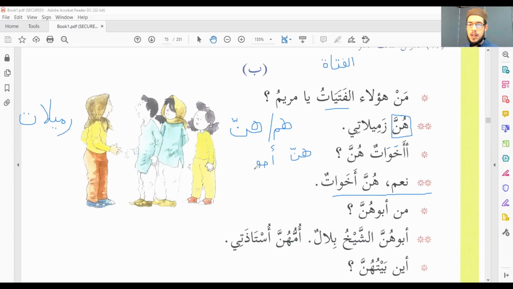And be careful that you're making sure that the kha has a fatha. Akhawatun. Hunna akhawatun. Okay? That is the sentence. However, we're asking a question, and this is the information that's in doubt. And so we're going to bump it up to the front, and we're going to put another hamza in front of it, hamzatul istifham, the question hamza. Akhawatun hunna. Are they sisters? Na'am hunna akhawatun. Yes, they are sisters.